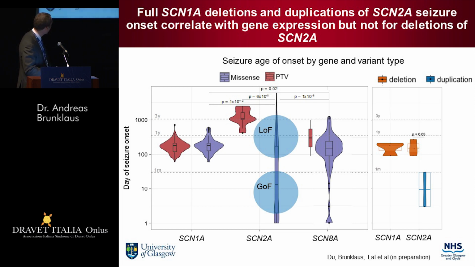So if you have a deletion in SCN1A, that again presents similar to missense or protein truncating variants. So the phenotype appears to be similar. However, if you look at SCN2A, what you really find is if you have a deletion, they tend to present later. However, if you've got a duplication, you've got too much gene product, then they present earlier, which is really interesting. So the duplications we see presenting quite early on, similar to the gain of function variants.